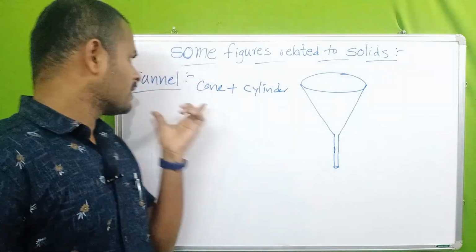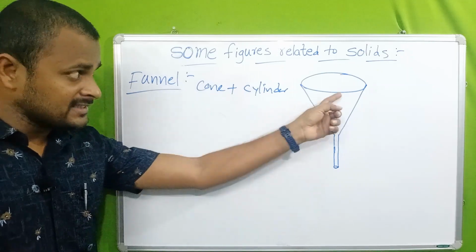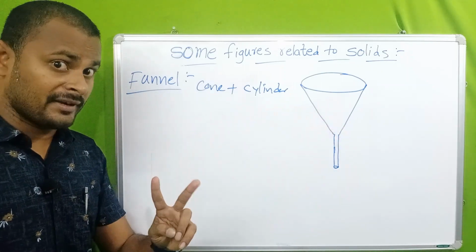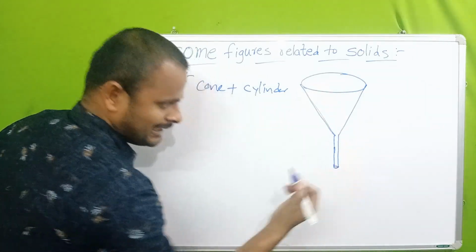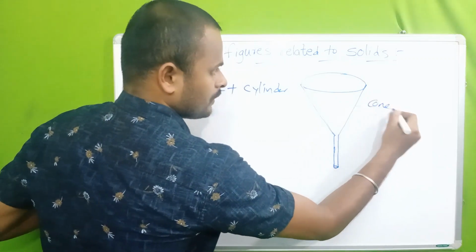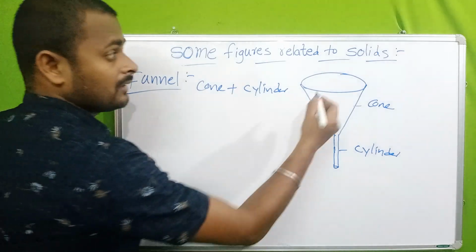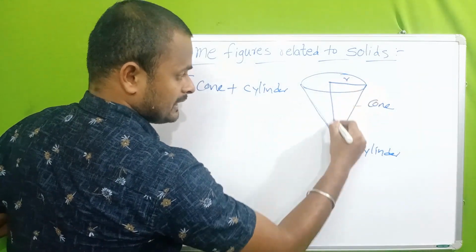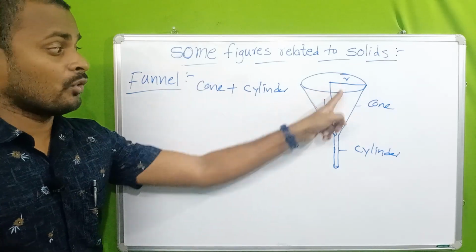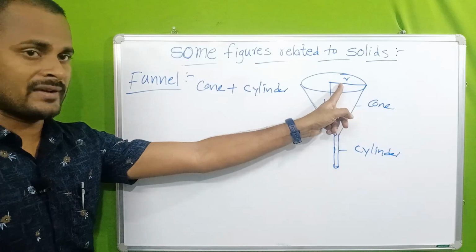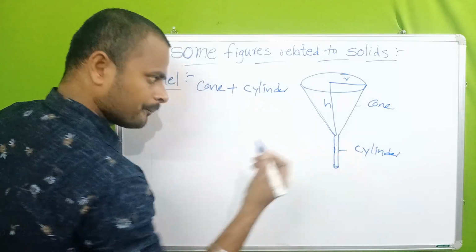Next shape is funnel. By observing this figure, what is the shape of the funnel? This is also a combination of two shapes: this is a cone, and this is a cylinder. Am I right? Observe here, this is the radius of the cone and this is the height of the cone. But unlike the previous figures, here the radius of the cone is not equal to the radius of the cylinder, because this radius is different and this radius is different. Just remember that. And this is the height of the cylinder.